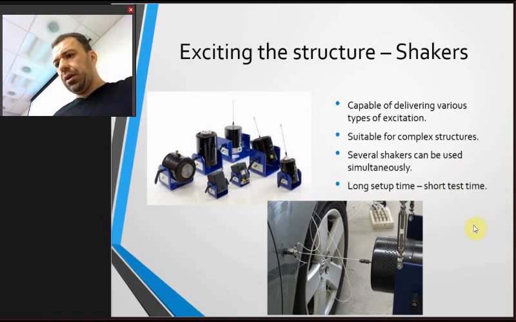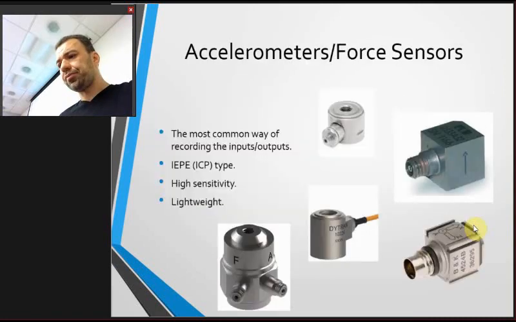Okay. Now for the sensors, usually we use accelerometers to record the responses, and force sensors to record the inputs from the shakers or from the hammer. These are usually piezoelectric type. So these two here are accelerometers. You see, these are cubes with an area to attach the cable, and these two are force sensors. So you see the thread from both sides. From one side it goes to the shaker, and the other side will go to the structure.